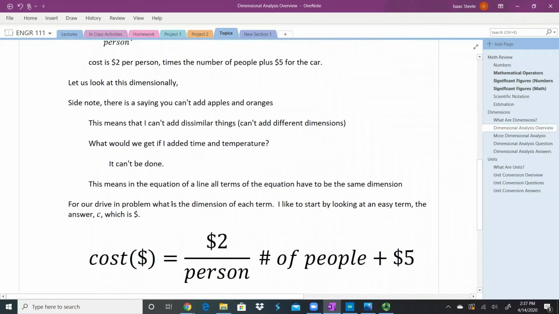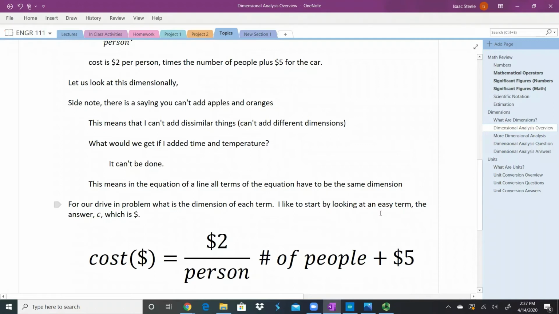In the case of this problem here, every single term should be the same dimension. And so I like to start with my answer because I know what I should be getting. And that's my cost over here. My cost, that should equal some stuff. So this side of the equal sign, my left side of the equal sign is a cost, which means the right side of my equal sign also has to be a cost.